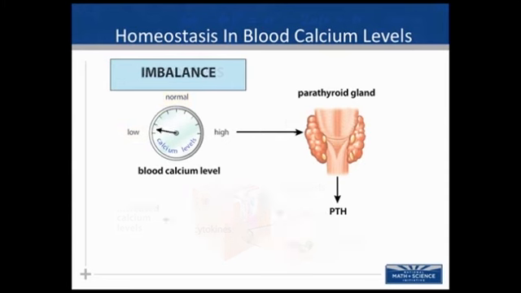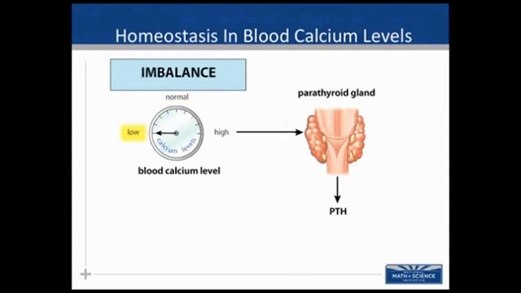PTH also conserves calcium by stimulating the kidneys to resorb it rather than losing it in the urine. Finally, increased secretion of PTH causes the digestive tract to absorb more calcium from food, but this is an indirect effect dependent on vitamin D. In the kidney, PTH stimulates the conversion of vitamin D to an active form, and it is vitamin D that acts on the digestive tract to enhance absorption of dietary calcium.